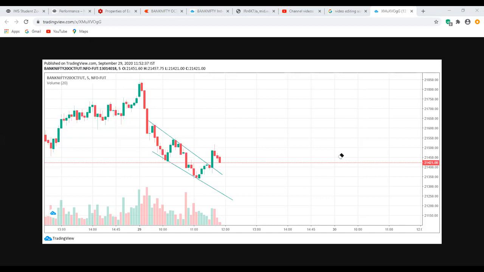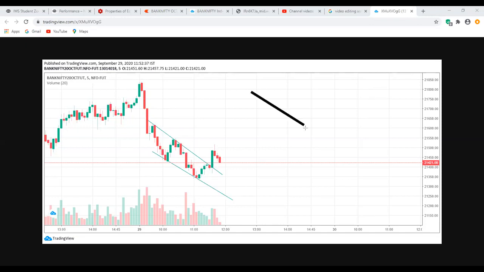So this was the setup for Bank Nifty that was shared on the Discord channel. What exactly has happened is Bank Nifty has been in a downward channel for quite some time. Now, what exactly is a channel? I'll explain it briefly within a few seconds, and maybe in the coming days I'll give you a detailed video on what exactly channel patterns are.